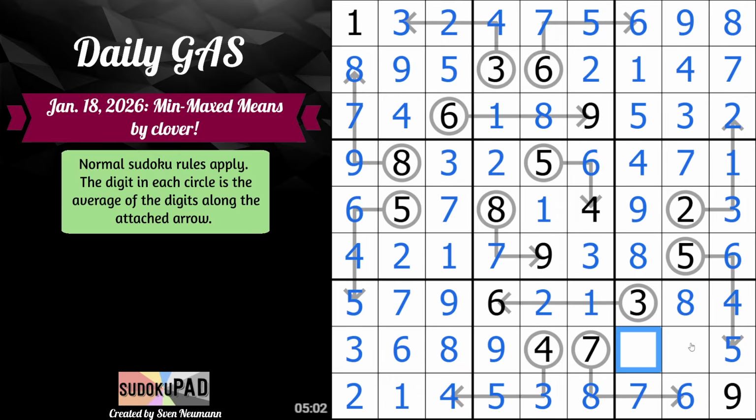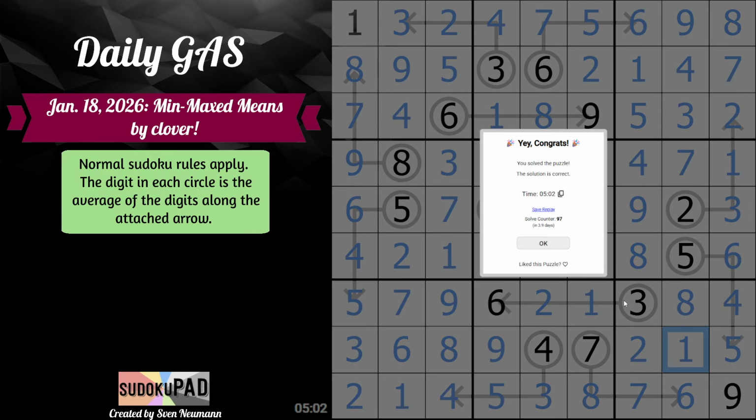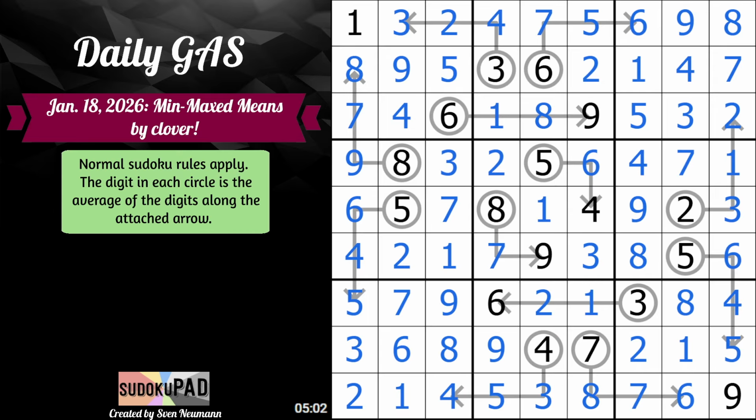And 2, 1. And we are done in 5 minutes and 2 seconds with Min-Maxed Means by Clover. We definitely had a lot of min-maxed means that were very, very restrictive. And you can see here, like 7, 8, 9, 2, 3, 4, 5, 6, 7. A lot of consecutive sets that were kind of forced there.